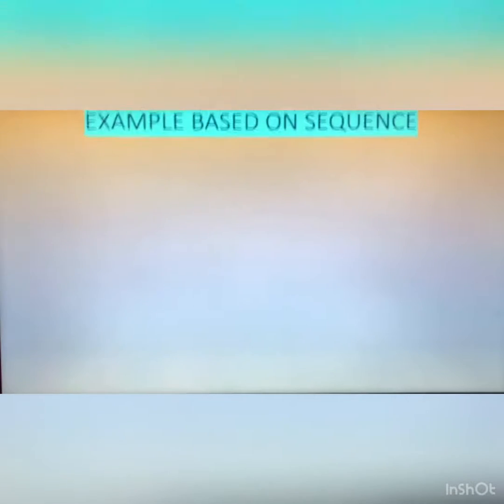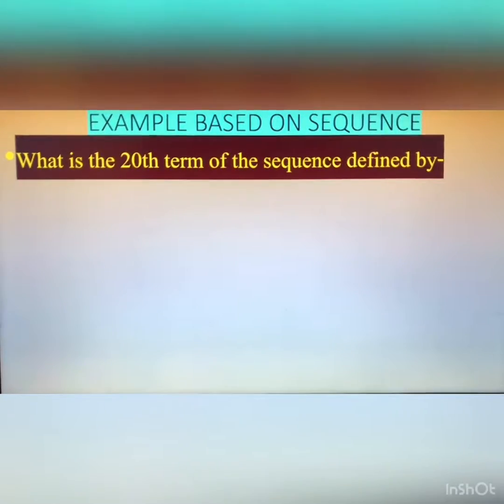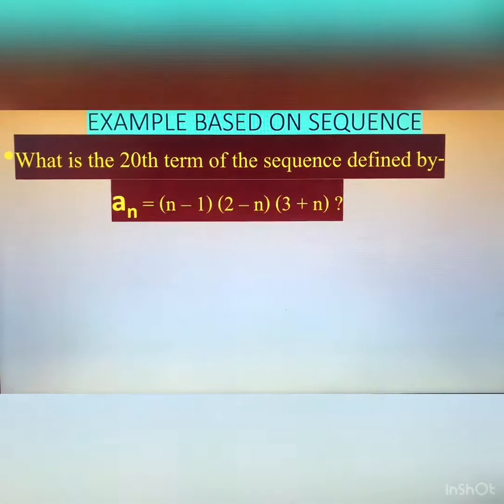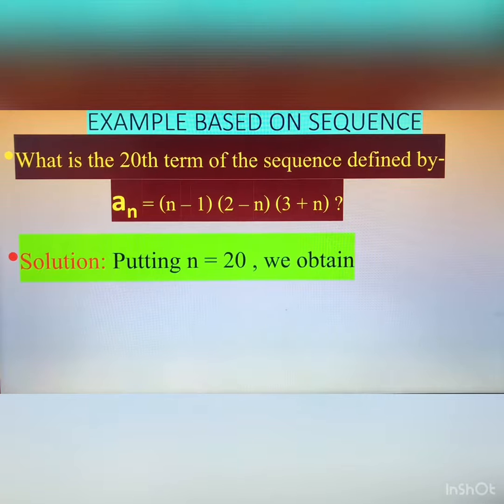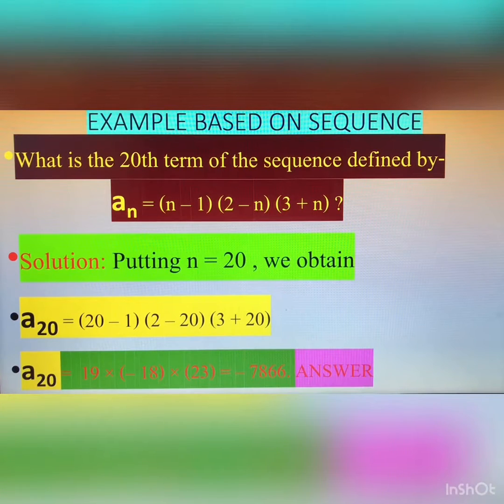Now the series. Let us take an example based on sequence. What is the 20th term of the sequence defined by a_n = (n minus 1)(2 minus n)(3 plus n)? You replace n by 20 and you will get the 20th term. Putting n equal to 20: (20 minus 1)(2 minus 20)(3 plus 20). On simplifying, we get 19 into minus 18 into 23. So we get minus 7866. This is the answer of this question.